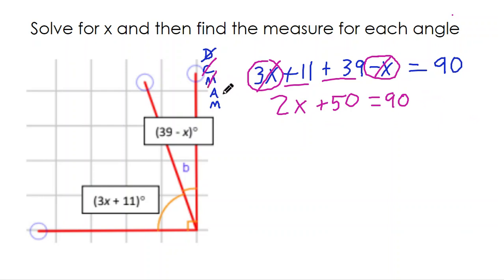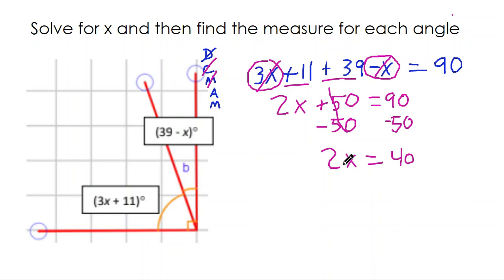Then it's add or subtract. Remember, we always do the opposite of what it says. So this says plus 50, so we want to do minus 50. So we can get rid of that because we want to get that x by itself. So that's going to leave me with 2x, and whatever I do to one side, I have to do to the other side, and 90 minus 50 would be 40.